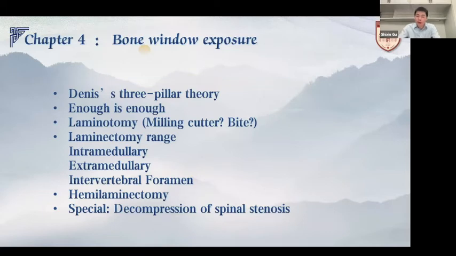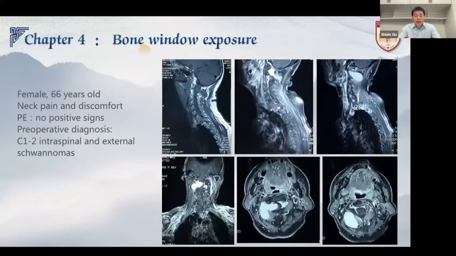After understanding the three-column theory, all our exposure operations must follow a principle, which is called the principle of sufficiency. That is, enough is enough. Depending on where the tumor grows, as long as it is enough, try not to bite the segment that should not be bitten, and try not to bite the lateral joint. These redundant steps must be discarded. This requires us to have precise positioning and a very clear 3D understanding of the relationship between the tumor and the spine. Let's take an example.